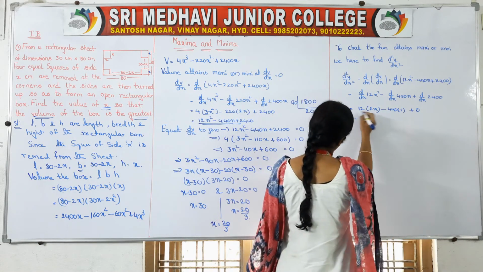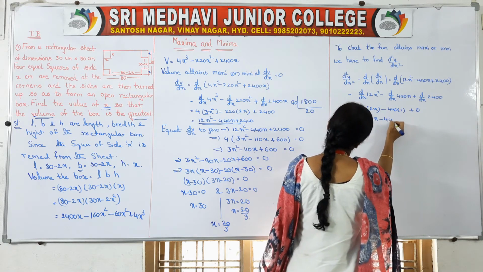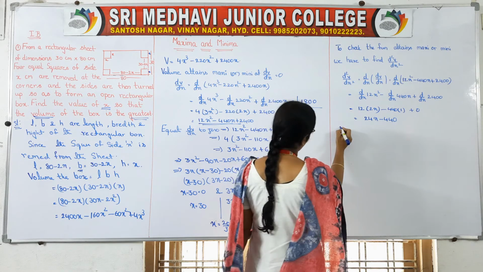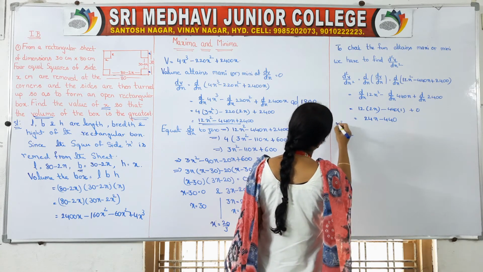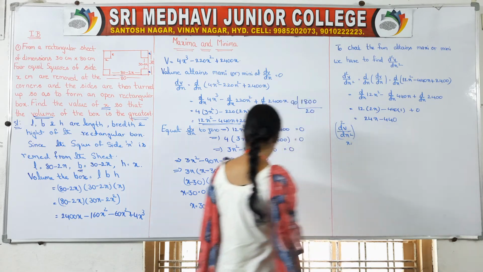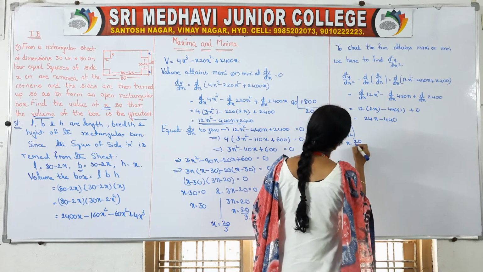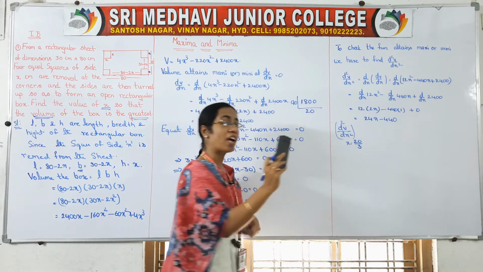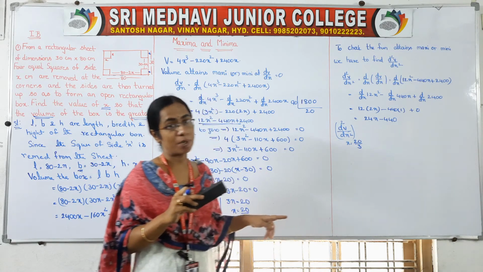So that is 12 times 2, which is 24x minus 440. Now you find d²v/dx² at x = 20/3. Suppose we get that value as negative, then the volume attains a maximum.